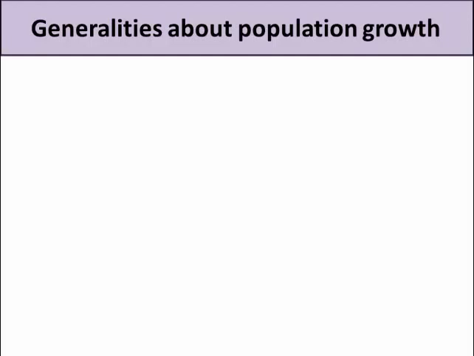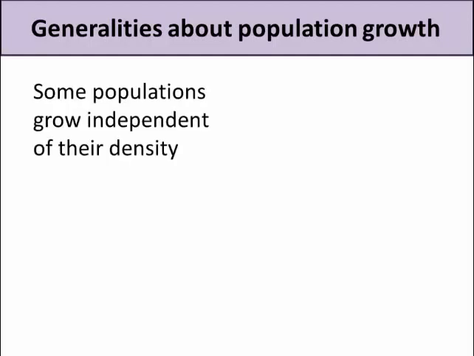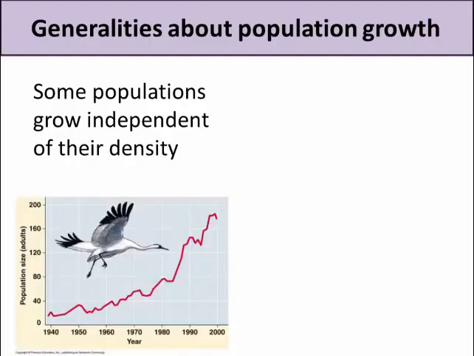We're going to be talking about two major types of population growth. The first is where you have populations that grow independent of their density. We also call these density-independent population growth. Organisms like this grow along a trajectory that looks something like this for whooping cranes.